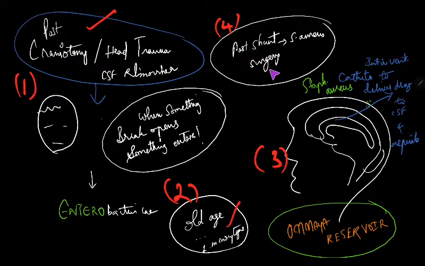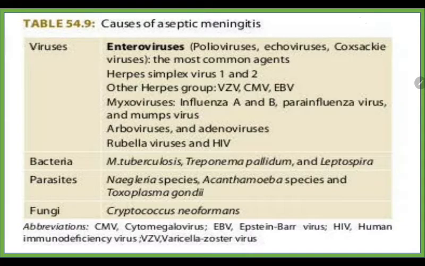Next is post-shunt surgery. Again, there is Staphylococcus aureus. Another important place is the Ommaya reservoir. The Ommaya reservoir is when a person has an intraventricular catheter to deliver drugs to the CSF and also aspirate CSF. Here we give a catheter from outside to inside, thereby Staphylococcus aureus, which is a commensal of the skin, can cause meningitis.